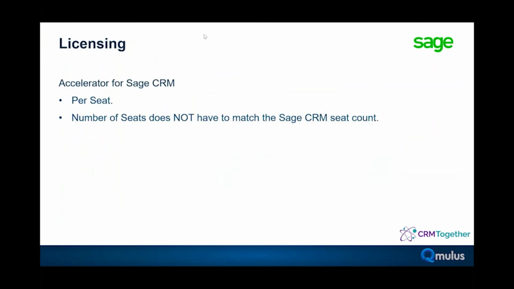So licensing wise, it's the same as Mobile X really. It's per seat, and the number of seats does not have to match the Sage CRM seat count, because you do have power users of Sage CRM, and then you have the boss who looks at it the odd time, or maybe just for reports. So you can pick and choose and map users in terms of the licensing. Regarding pricing, you just contact us. We have regional currencies supported, so you just need to let us know what your region and currency is.